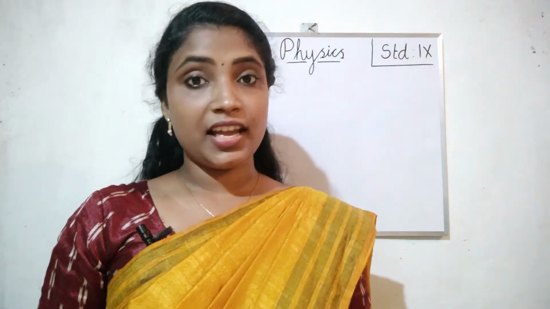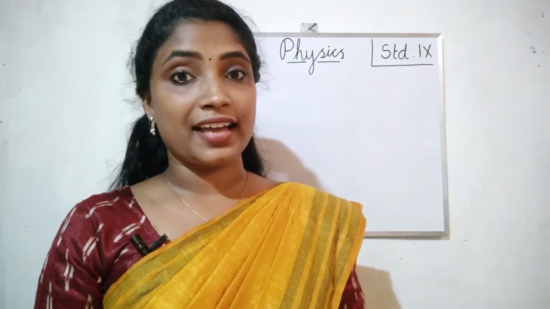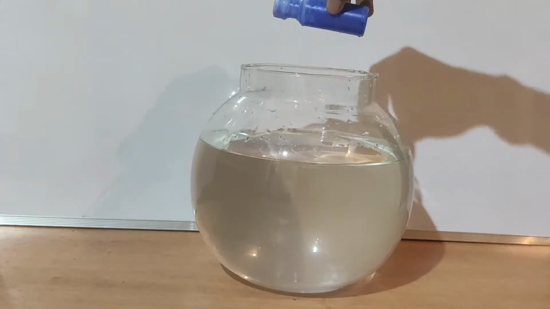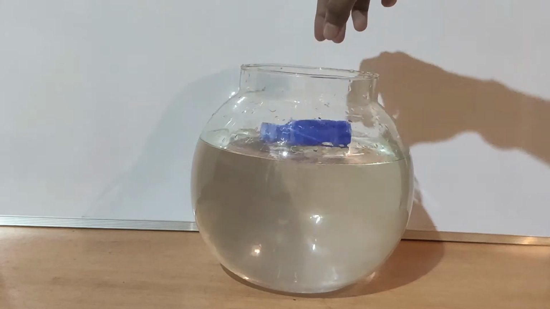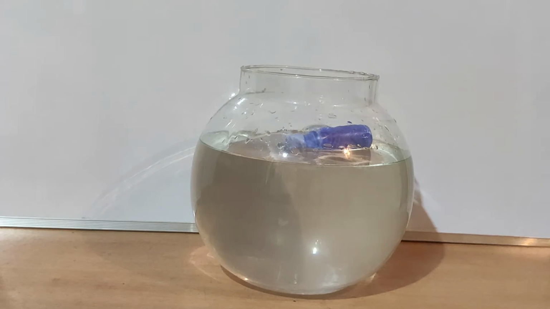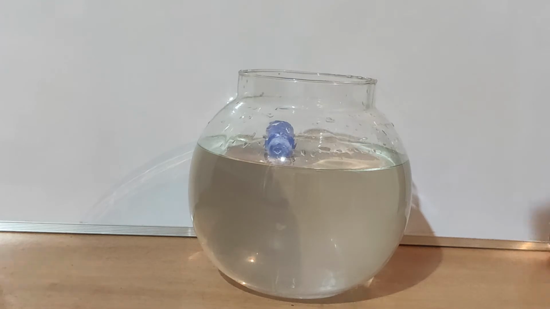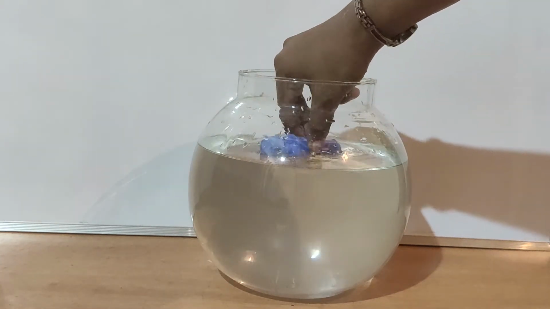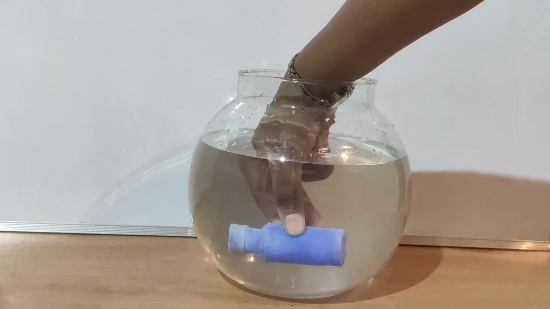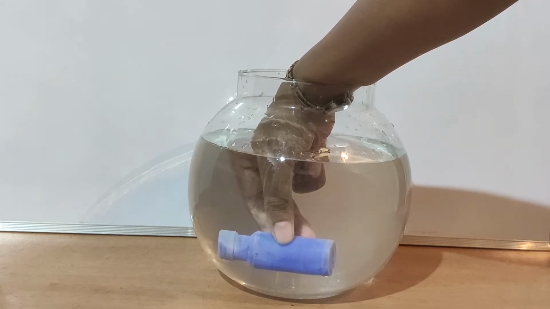For this activity, I have taken a small plastic bottle, and I have taken a beaker of water. Now, I am going to drop this bottle into the water. What happens? Yes, the bottle floats over the water. Now, I am going to push this bottle into the water. Observe carefully. When I push this bottle into the water, it goes into the water. Now, I am going to release my hand.